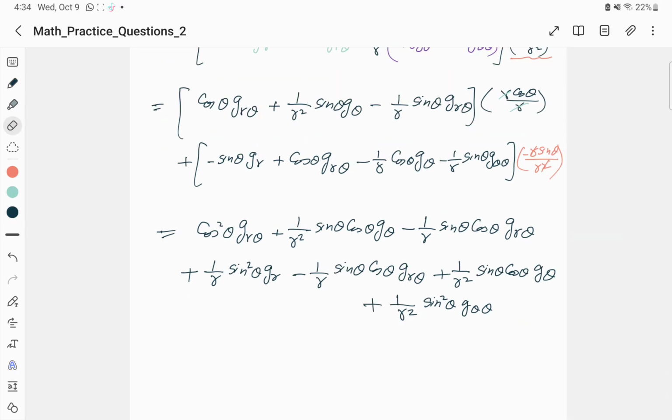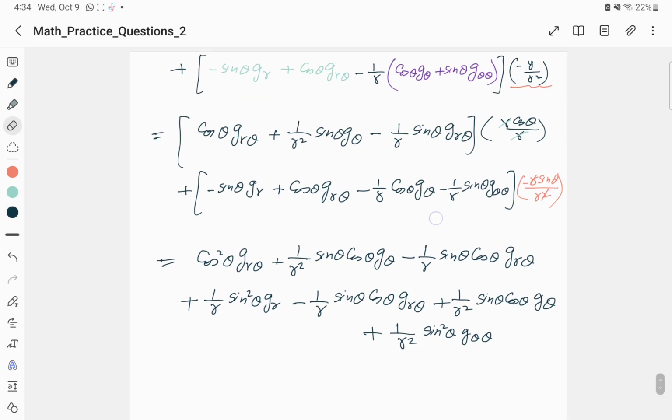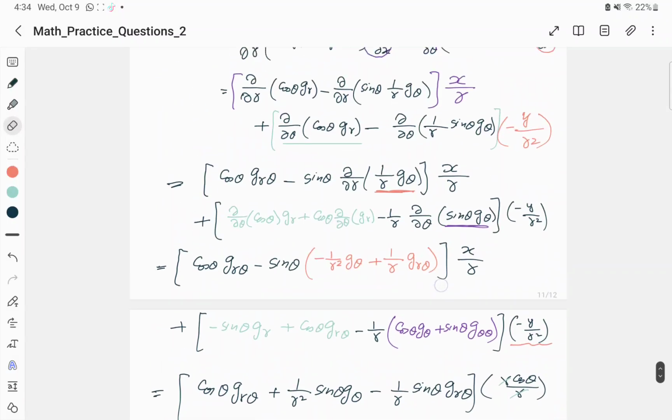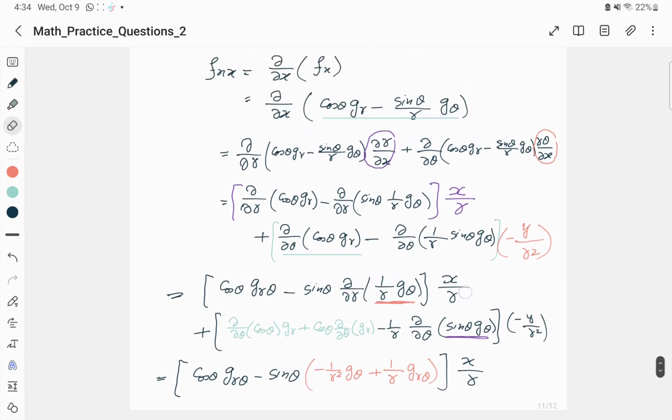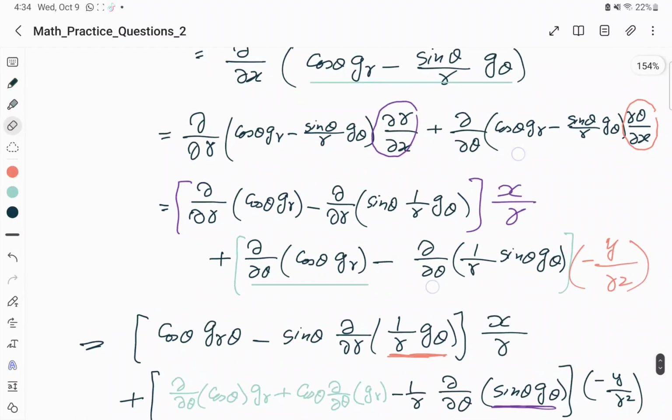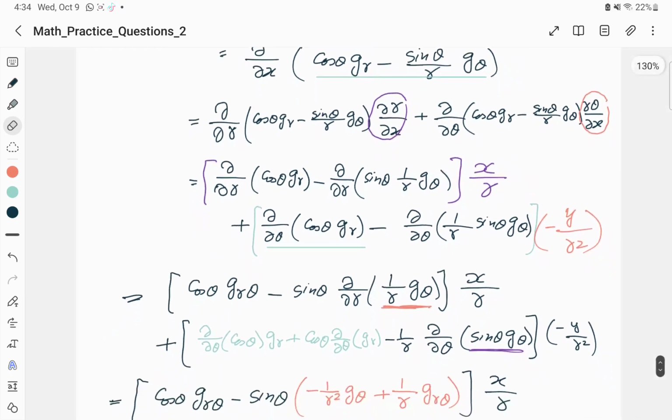Sunny, I just noticed that I have made a mistake in the calculation, maybe in a few steps back. Let me just check that. I think over here. Yes, over here. So when I was applying the derivative with respect to r on this cos theta g_r, I said that cos theta is a constant with respect to r, so that will come outside, and I have to take the derivative of this g_r with respect to r, but I mistakenly wrote it as g_r theta, but this is g_rr.